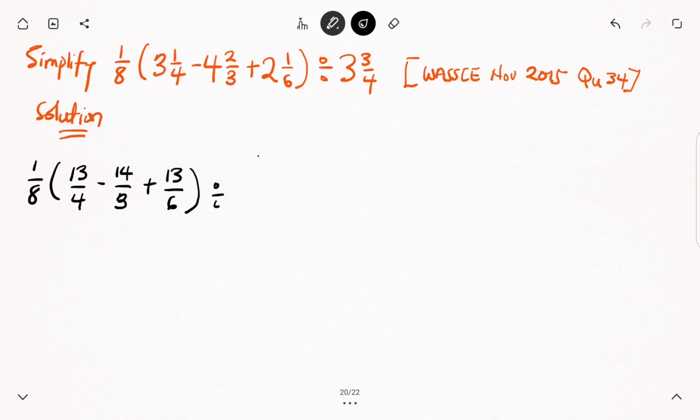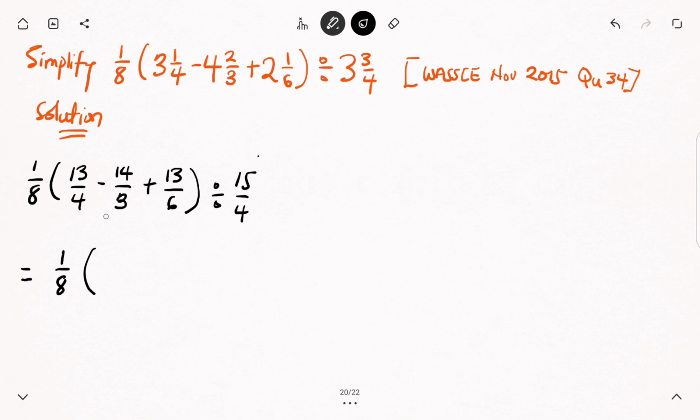Then divided by, I need to change this as well. 3 multiplied by 4, that will give me 12, plus 3, that is 15 on 4. So from here, I have my 1 over 8. Then I simplify what I have in the bracket since they are adding and subtracting. Now if you look at this, this is 3 unlike fractions and they are adding and subtracting. So we can solve all of them simultaneously. So we can simplify all of them at once.